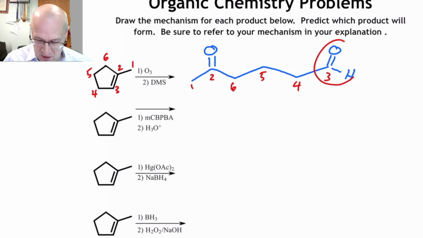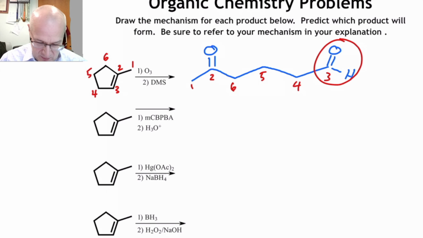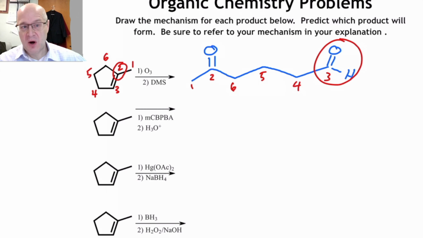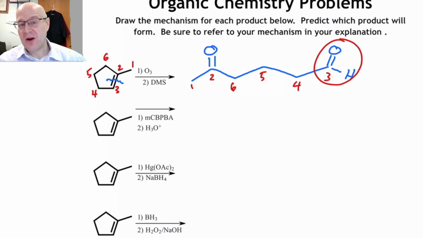So notice carbon number 3 was right here. Was part of an alkene, now it's part of an aldehyde. Carbon number 2 is right here. It was part of an alkene, and now carbon 2 is part of a ketone. So essentially what happens in this reaction is this bond breaks and you put an oxygen on either side of the double bond. That's kind of how people like to think of it sometimes.